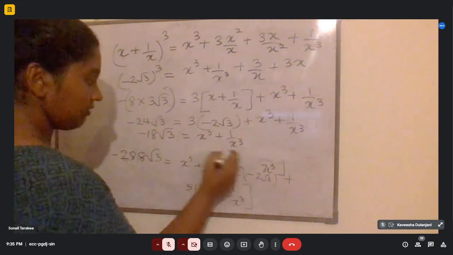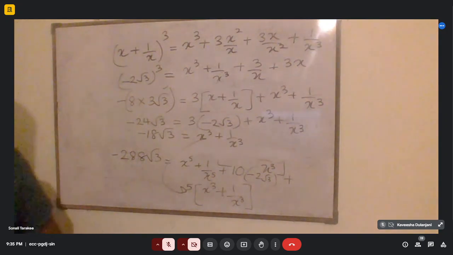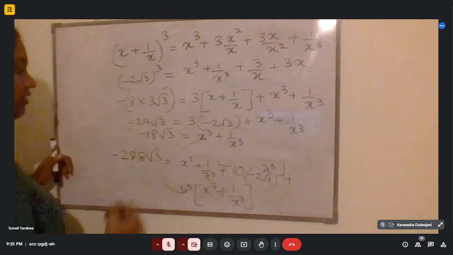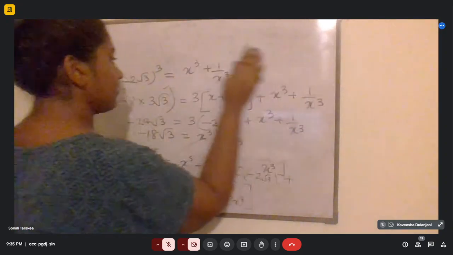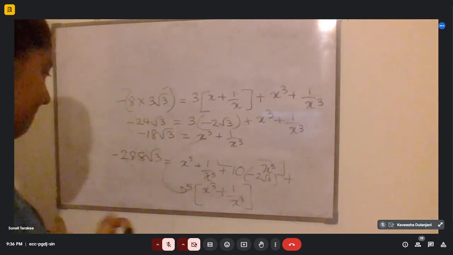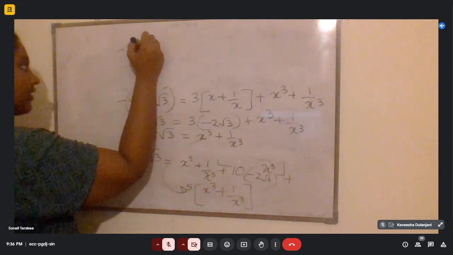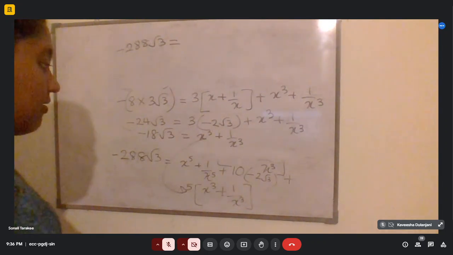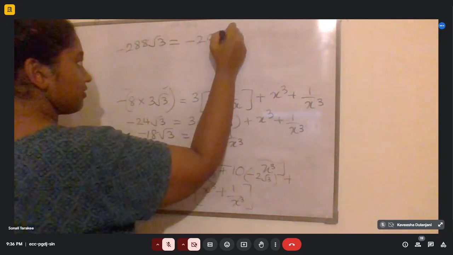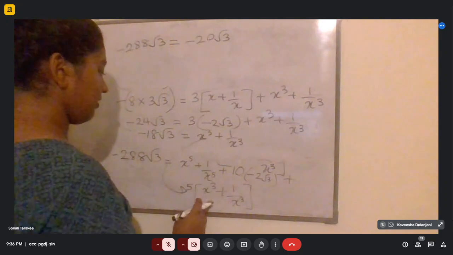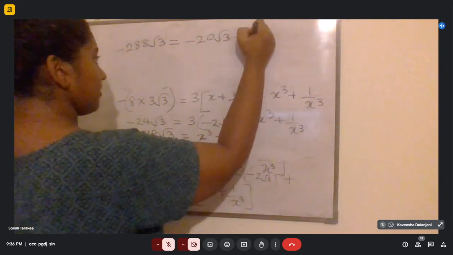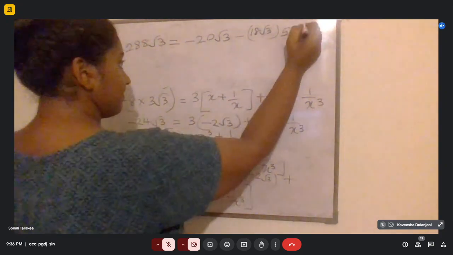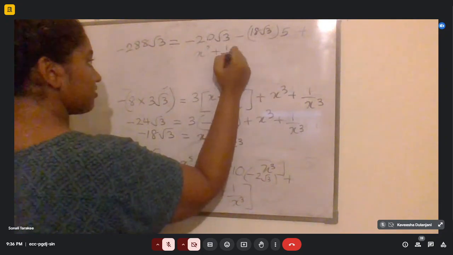Now we can substitute this value to here. Then you get minus 288 root 3 equals minus 20 root 3 here, minus 18 root 3 into 5 because there's a 5 here, and then x to the power 5 plus 1 over x to the power 5.